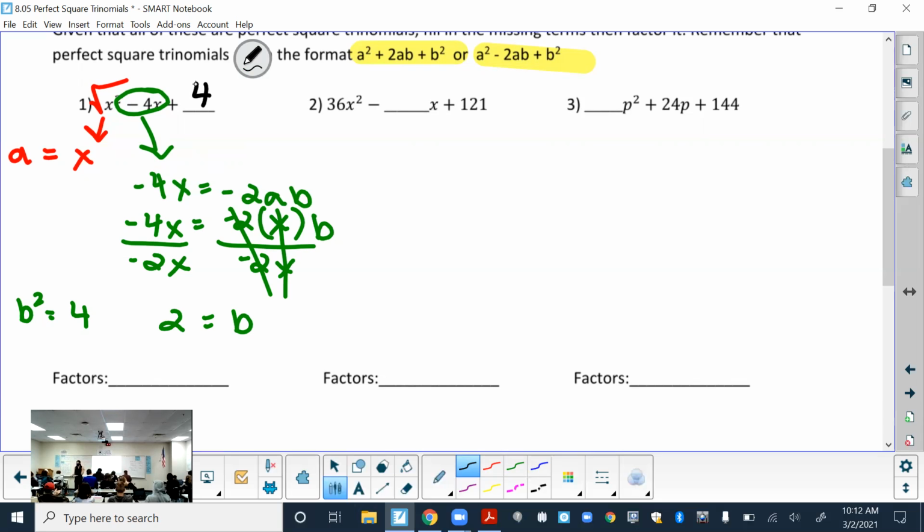Questions? All right, let's try the middle one. Number 2, searching for the middle term. We need to figure out what A and B is. What would A be? So you find A by taking the square root of the first term. Square root of 36x squared is 6x. How can I find my B term?